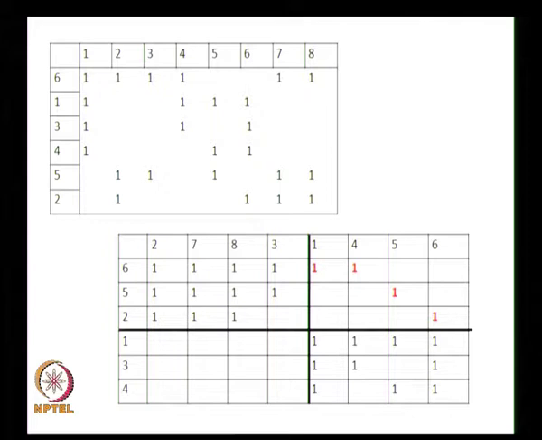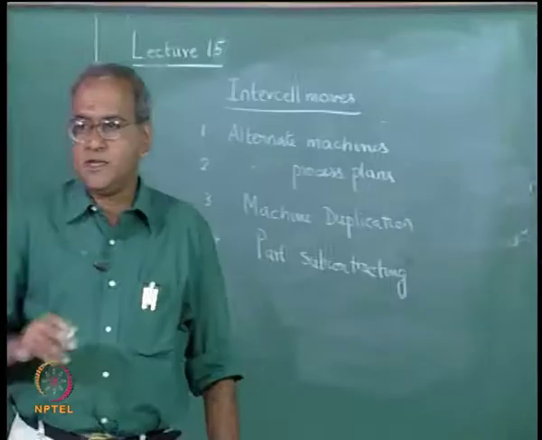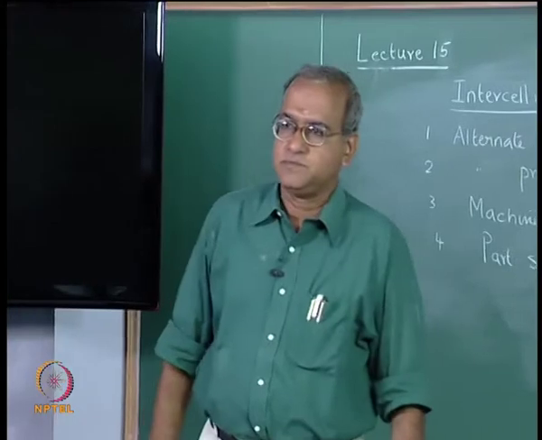The same example we have seen here through this. The initial machine component incidence matrix is shown there, and the cells are shown here, and the 4 intercell moves are shown here. Now, we have to try and minimize the 4 intercell moves.